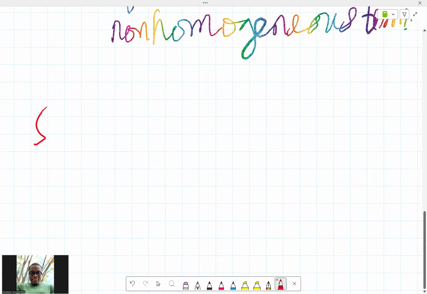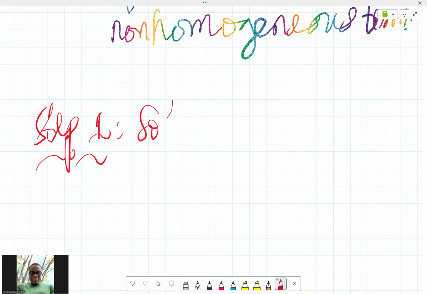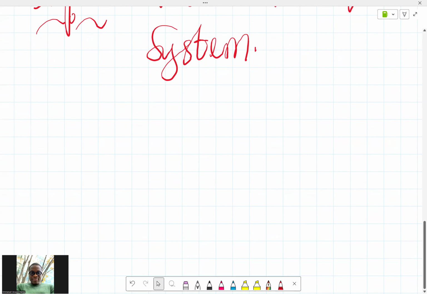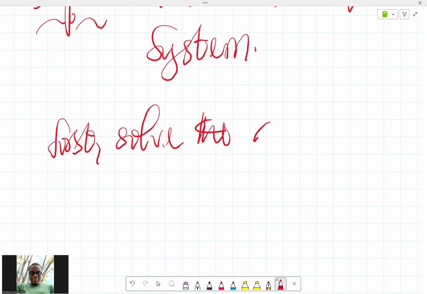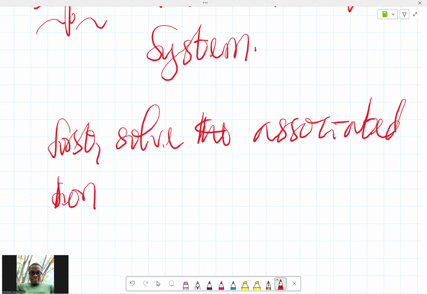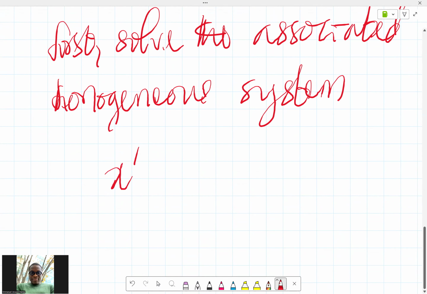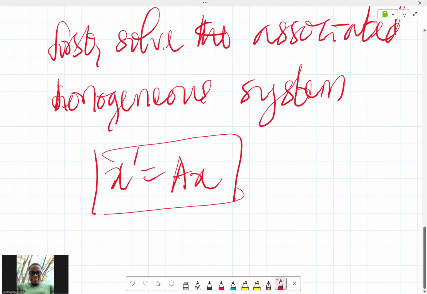So to solve this, the first step is to solve the homogeneous system. As usual, solve the homogeneous system, and it can be quite elaborate. So the first thing you do is first solve the associated homogeneous system. That's the term without the forcing term. That's x prime equals Ax, without the forcing term.